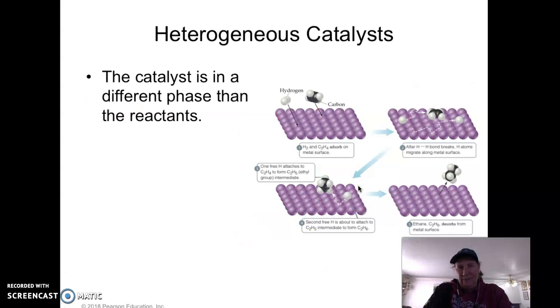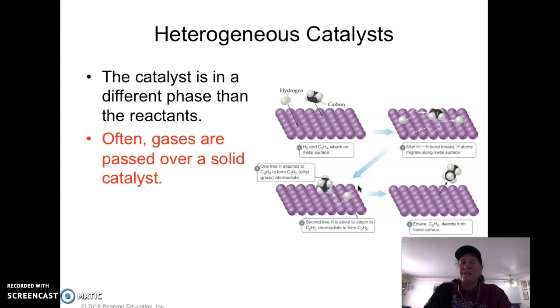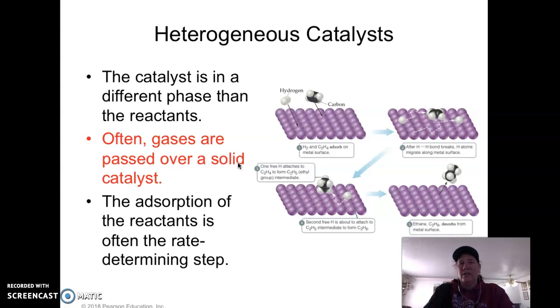If they're not in the same phase, if they're in different phases, usually what you'll have is a gas that's passed over a solid. That's probably the most common, but it doesn't occur as fast, okay? So if you have a heterogeneous catalyst, it's not going to happen as fast as if you have one in the same phase, in a homogeneous, okay? So again, you're going to get more steps to this one. And remember, the one that's the slowest is the one that determines your overall rate.